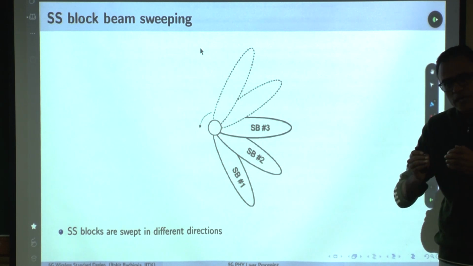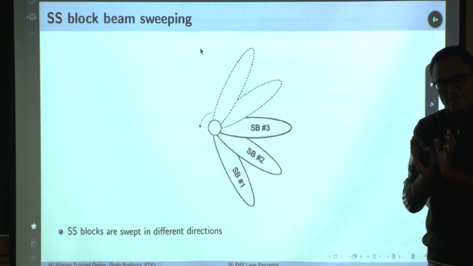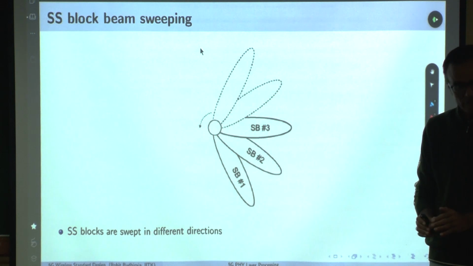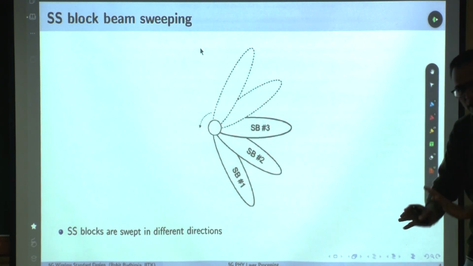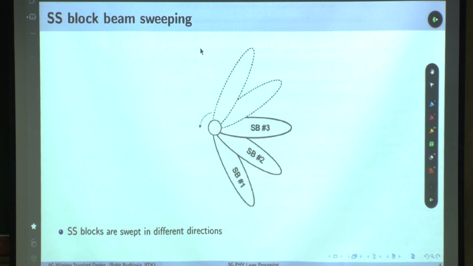That is how the initial access is different between FR2 and FR1. Once this beam selection has happened, everything underneath is the same, and the reasons are obvious, because of the hostile channel.